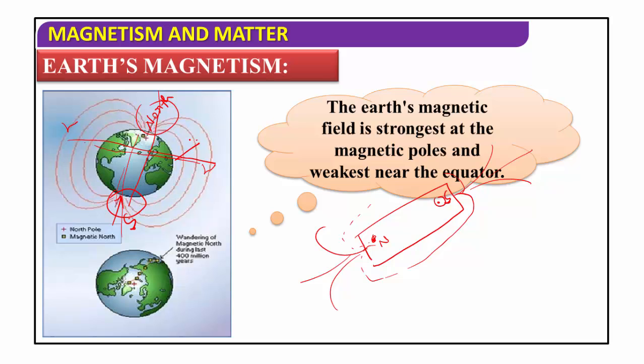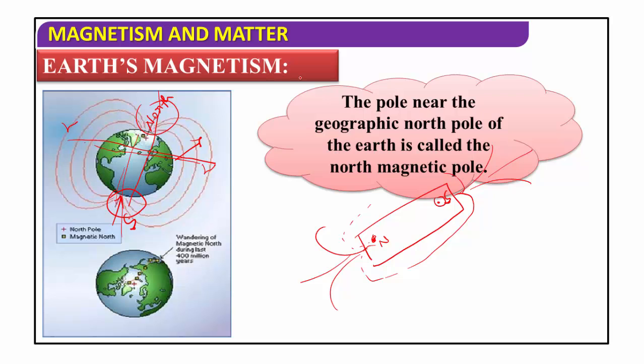At the equatorial line it is weakest. The magnetic field is strongest at the magnetic poles and weakest near the equator. And the pole near the geographic north pole of the earth is called the north magnetic pole.